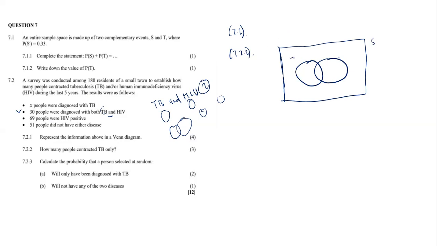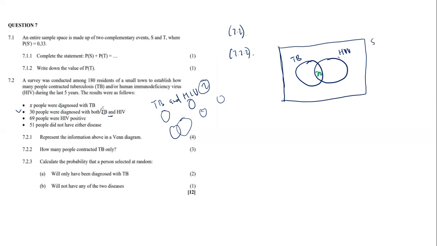Here we have event TB, and here we have event HIV. So how many people are in both TB and HIV, this intersection? They said 30 people. So let me change my pen. Here we're going to have 30 people who have both tuberculosis and HIV.